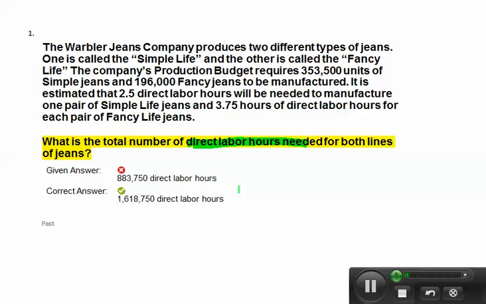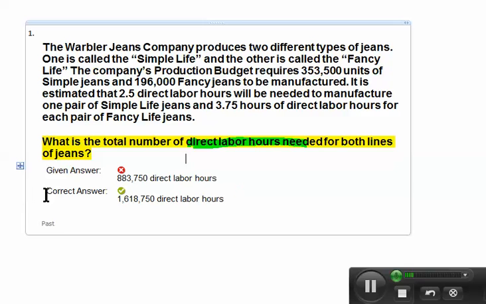So the Warbler Jean Company produces two different types of jeans. One is called Simple Life and the other is called Fancy Life. The company's production budget requires 353,500 units of simple jeans and 196,000 fancy jeans to be manufactured. So they've given us the production budget, so we know that part. An estimated 2.5 direct labor hours will be needed to manufacture one pair of Simple Life jeans, and 3.75 hours of direct labor for each pair of fancy.